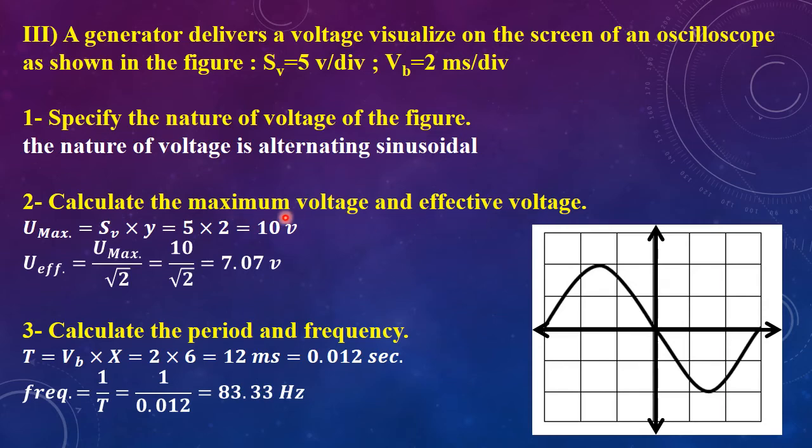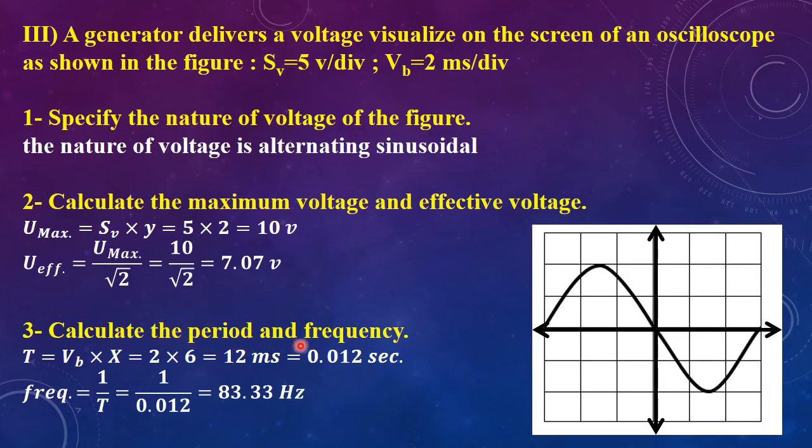To find the maximum voltage, we have SV, and from this figure we can find the amplitude Y on the vertical line, the maximum or minimum. So U maximum equal SV times Y equal 10 volt. To find the effective voltage, we divide the maximum voltage over radical 2. So we will get 7.07 volt.